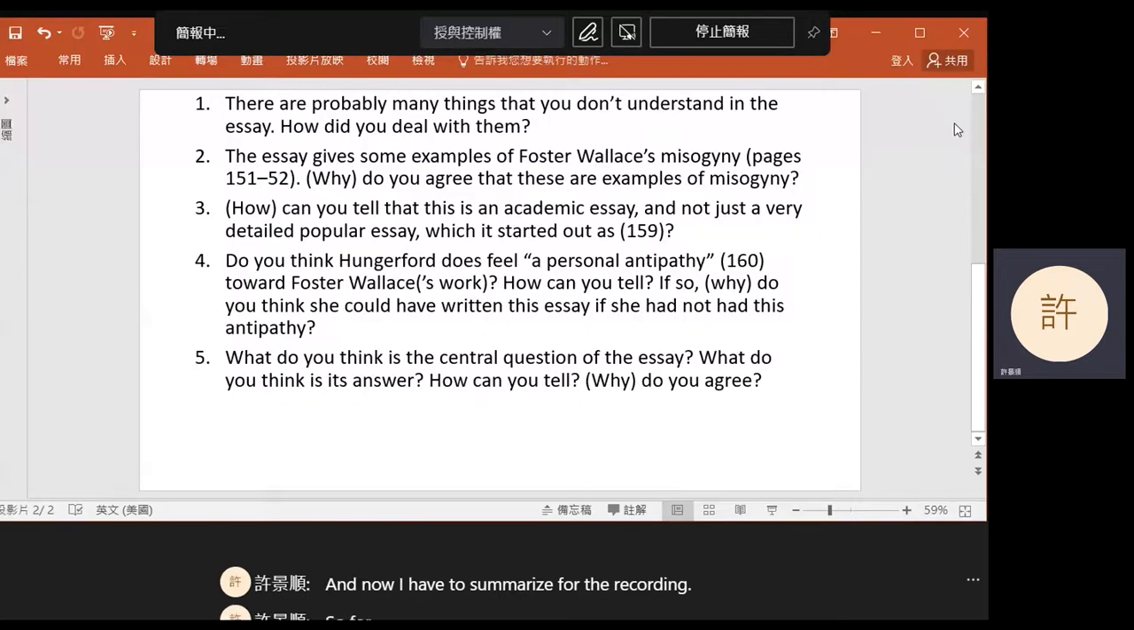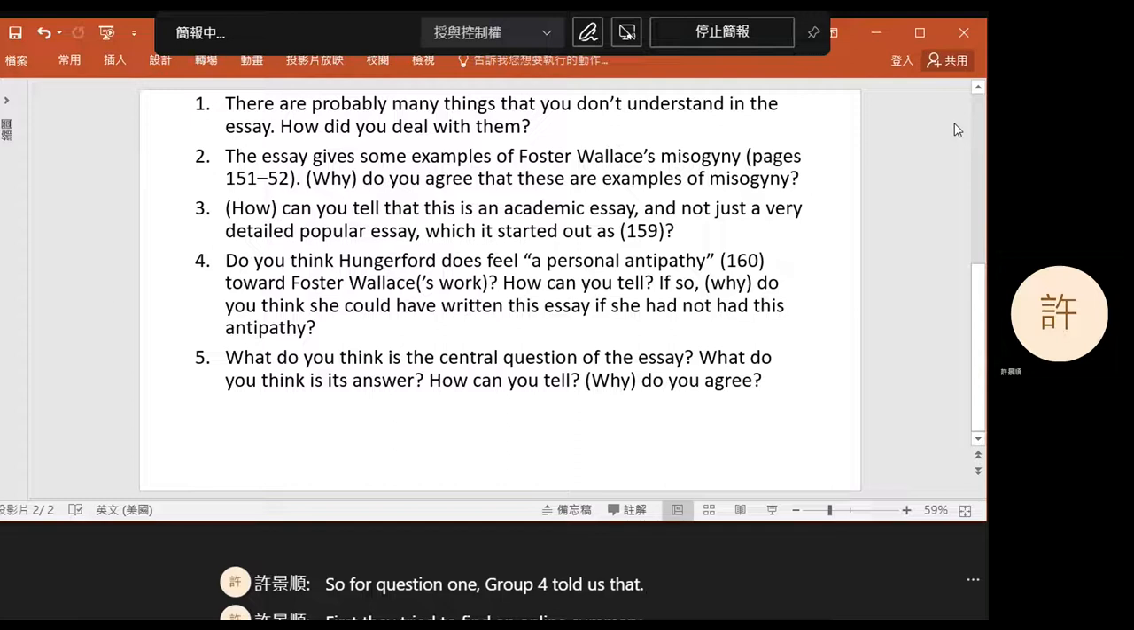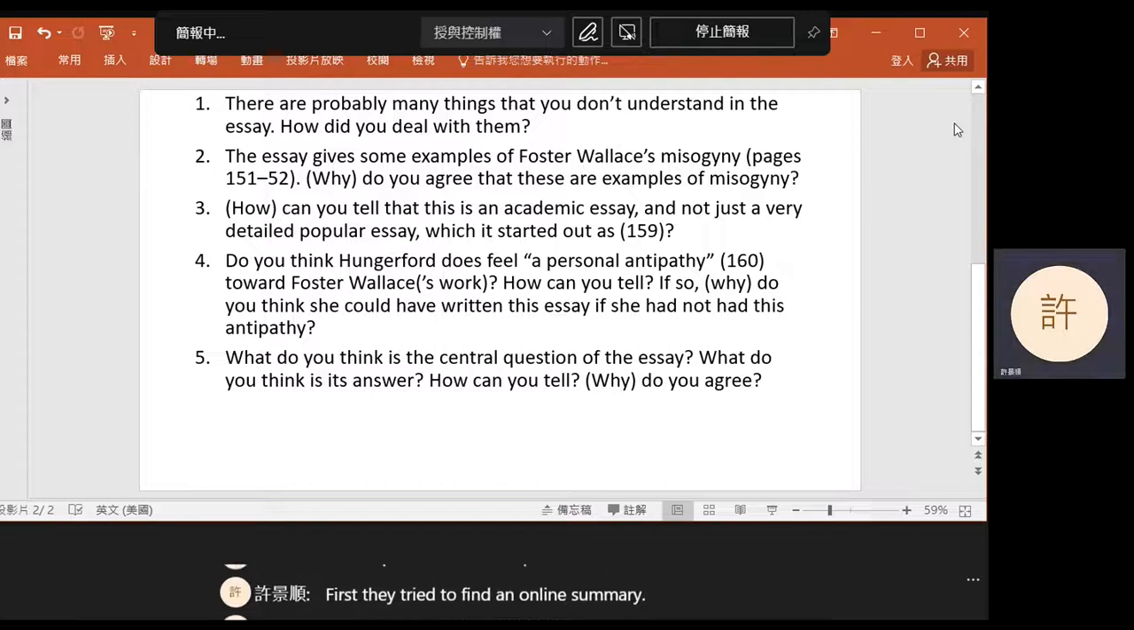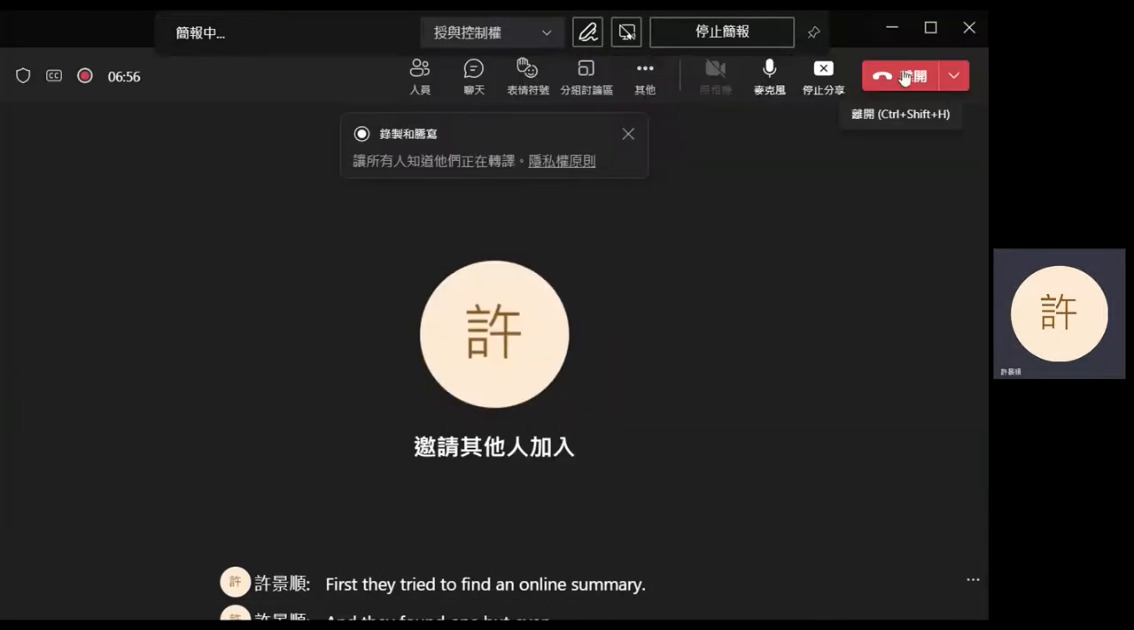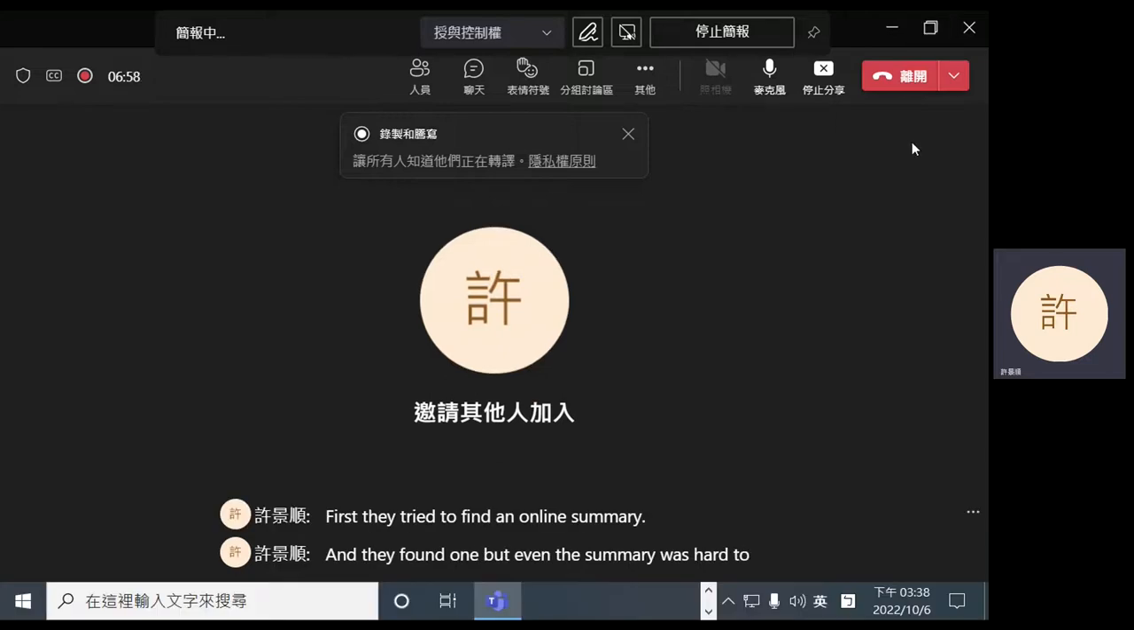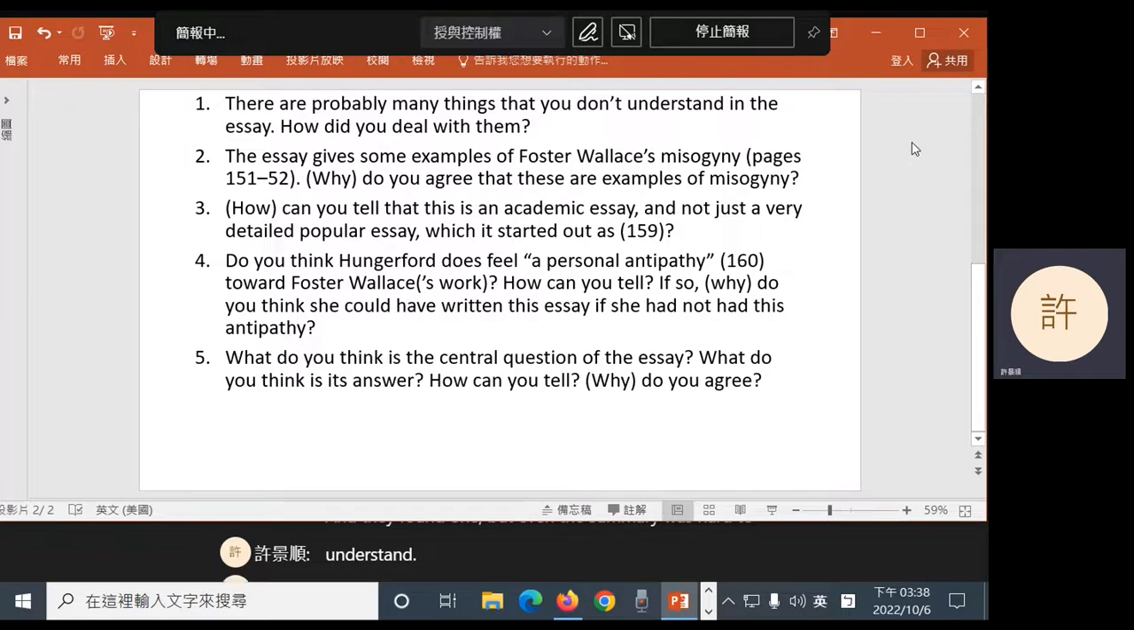So for question one, group four told us that first they tried to find an online summary. And they found one, but even the summary was hard to understand. So then they had to dive into the essay, maybe try using Google Translate to try to understand it better. But there were some parts that Google Translate could not handle either.